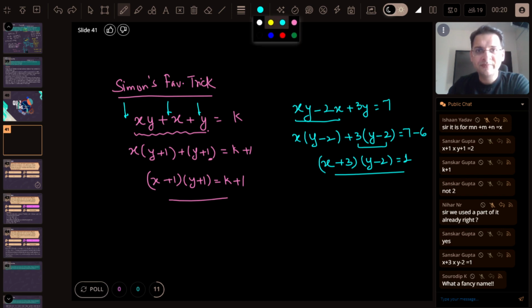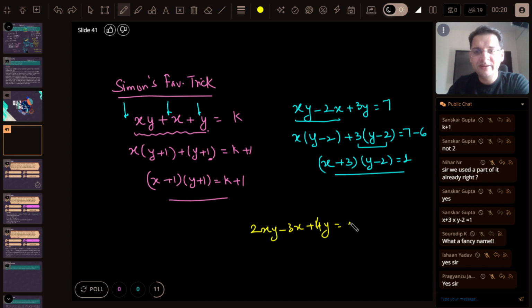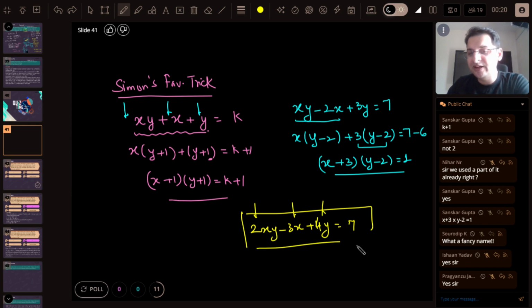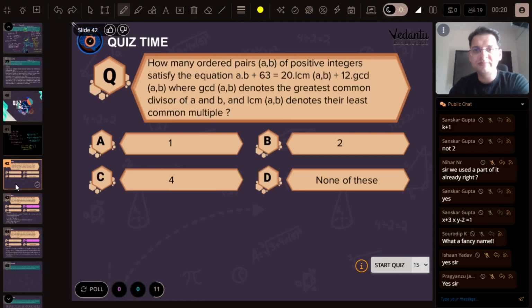Is it clear, everyone? Whatever the question, 2xy minus 3x plus 4y, you shouldn't be afraid. Whatever the coefficient of xy, of x, of y, you should always be able to factorize this. So on that note, let's start and do this problem.